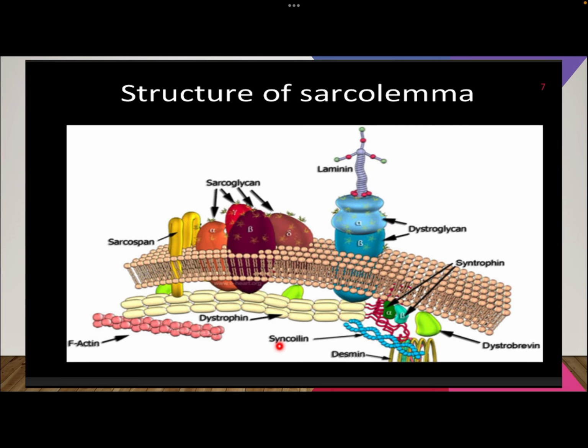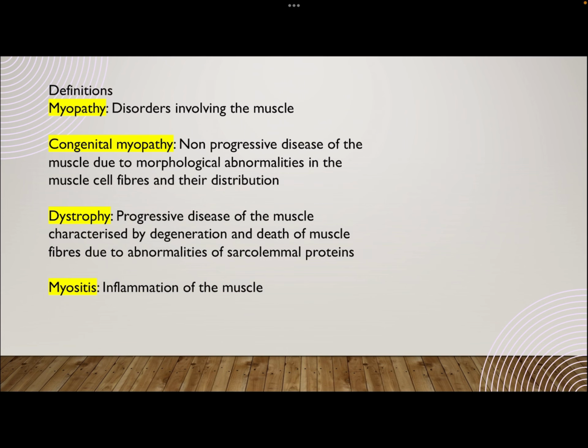The structure of sarcolemma, well, these are the proteins that are essential for the structural stability of a muscle fiber. I won't be going into the detail because that will become very complicated. You should be knowing just the names like dystrophin, sarcoglycan, desmin, dystroglycan, syntrophin, sarcospan. You will be hearing some of them later on in the video.